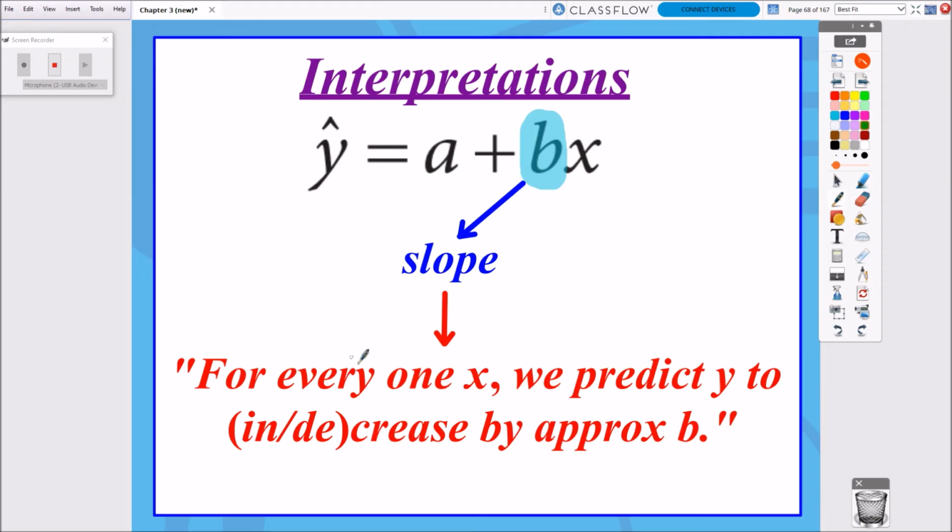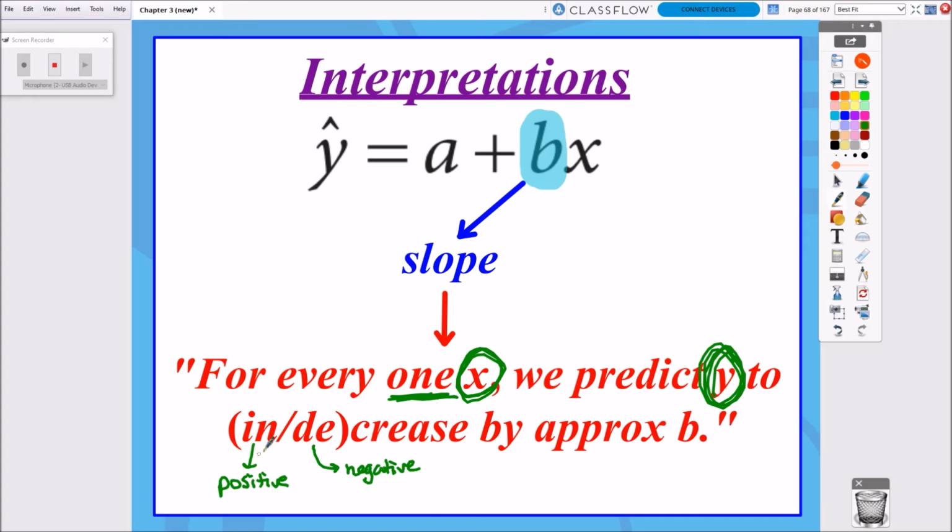For every 1 x, whatever x is in context of the problem, like the last one we were talking about, for every 1 hour I study for a test, we predict y, but what's y in context of the problem, to increase or decrease. If the slope is positive, then you're going to say an increase. But if the slope is negative, then you're going to say that there is a decrease.